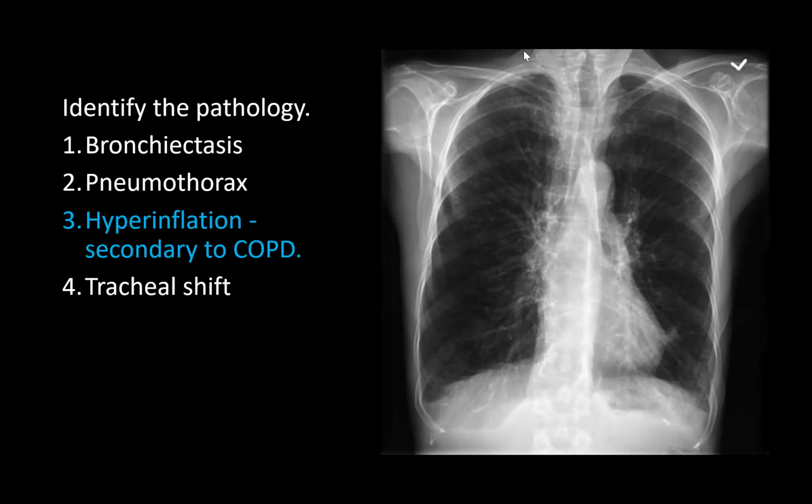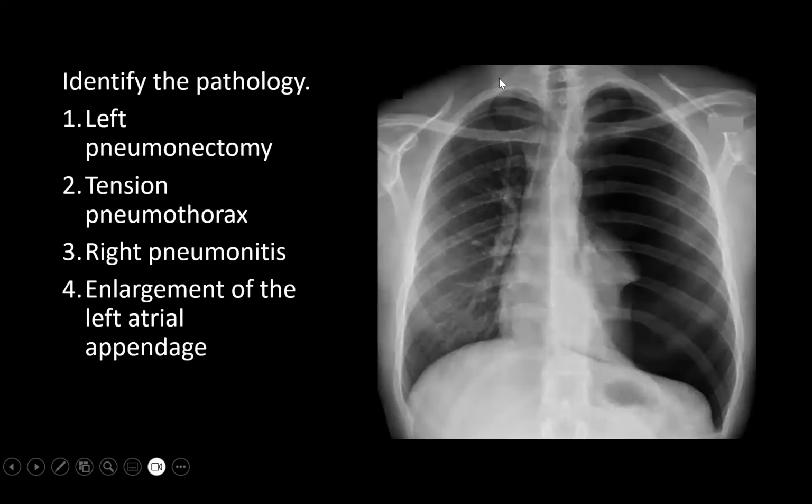You'll notice that the lungs are inflated way more than 5 to 7 anterior ribs and 7 to 8 posterior ribs. Also, the diaphragm has lost its normal hemidiaphragmatic contour. It has become a flat structure on both the sides, and this would indicate a hyperinflated lung.